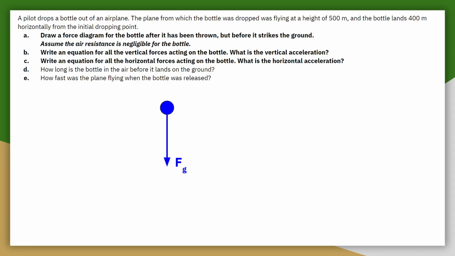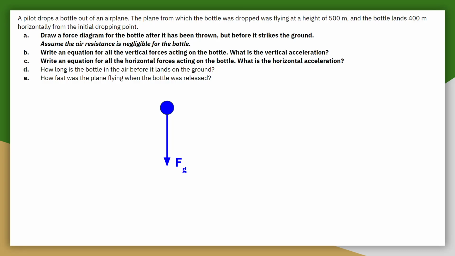The first force we draw every single time ever is the force of gravity. That is that interaction between the Earth's gravitational field and the object, in this case, the object being the bottle. While it is in the air, after it has left the plane, but before it has struck the ground, the only other thing interacting with the bottle would be the air.